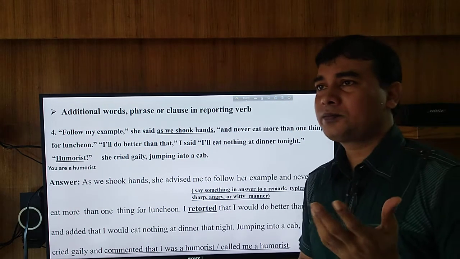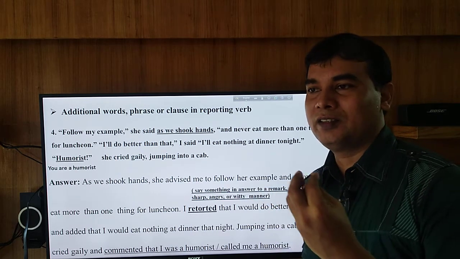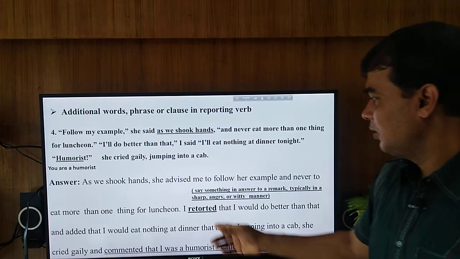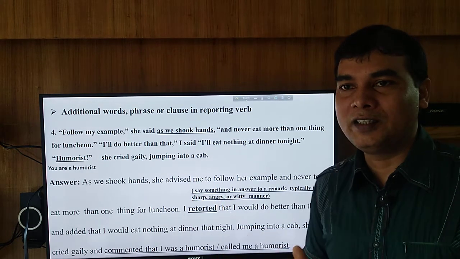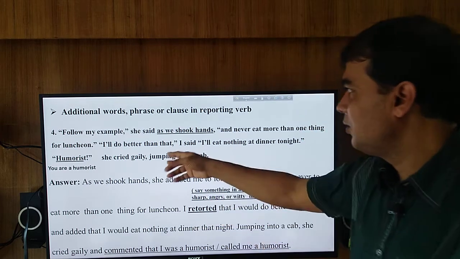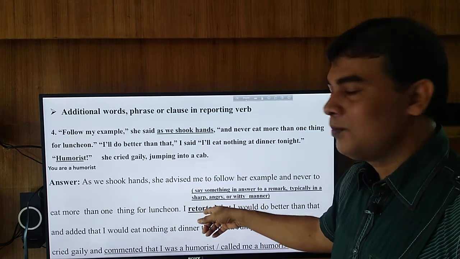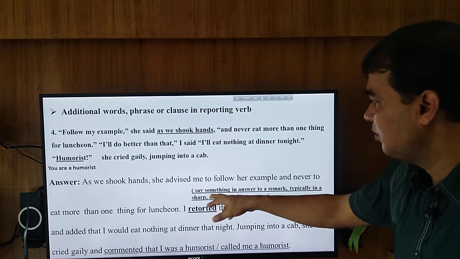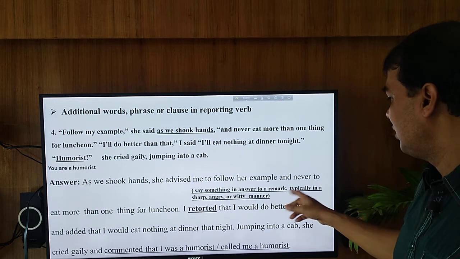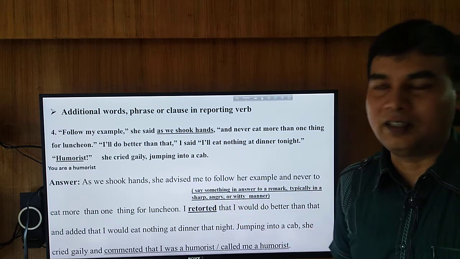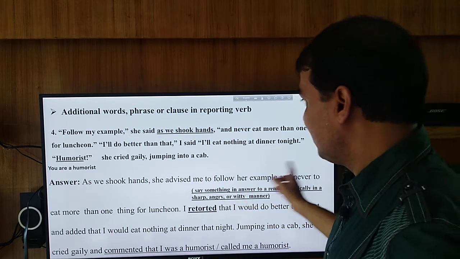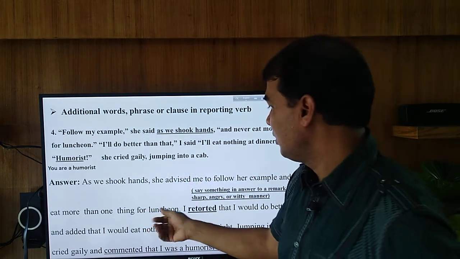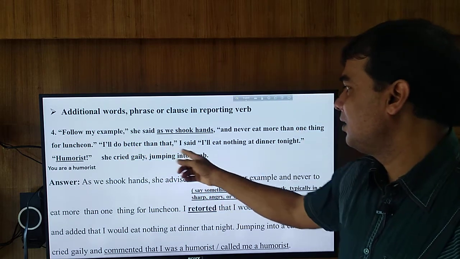what I should say, mental torture. You can give a mental torture to others saying something. So the writer became angry. At the same time, he is very polite. So we can use, instead of reply or say or tell, we can say retort, because retort means say something in answer to a remark, typically in a sharp, angry, and witty manner. So we can say, she advised me to follow her example and never eat more than one thing for luncheon. I'll do better than that, I said.